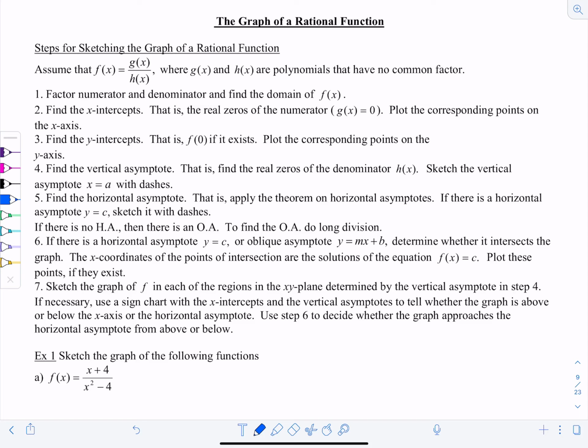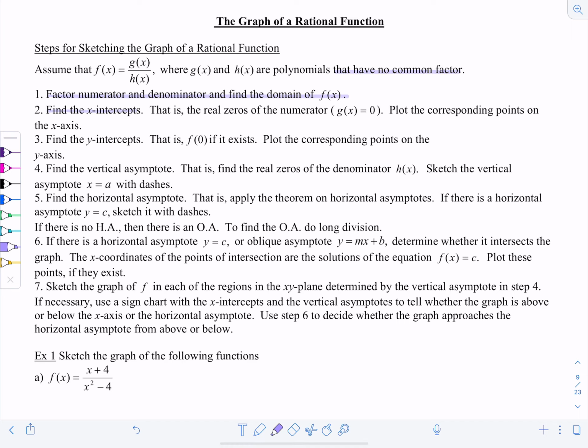Assume your function f of x has the form g of x divided by h of x, where both g and h are polynomials that have no common factor. And we discussed in the previous lesson how important it was to make sure that your rational function is completely simplified. Otherwise, you might think that some points are vertical asymptotes when they really aren't. Okay. Now, factor the numerator and denominator and find the domain of f of x. You want to do that before you've canceled out any common factors. So make sure you find the domain before canceling.